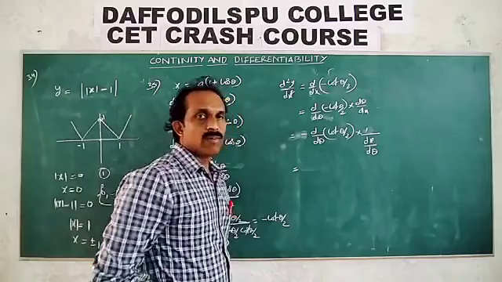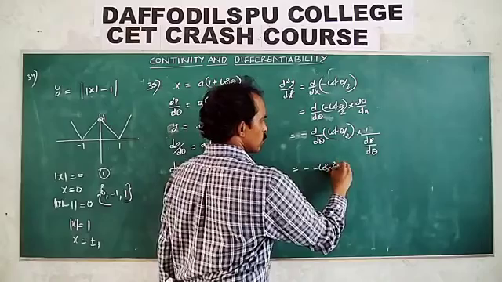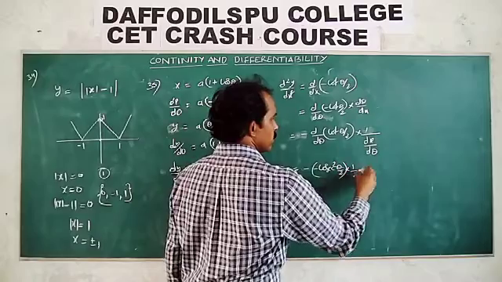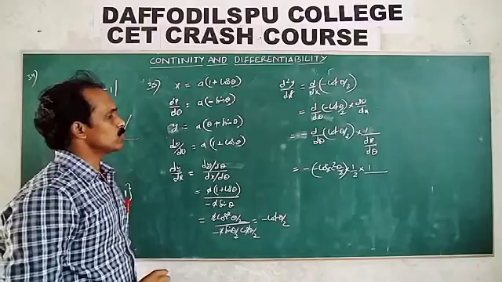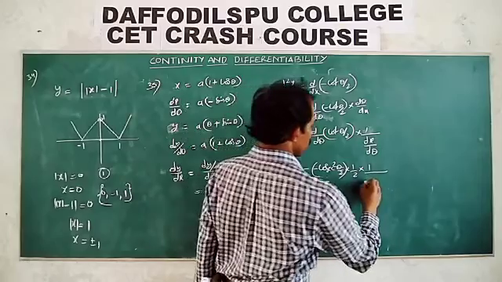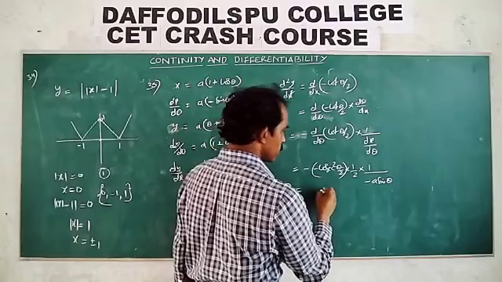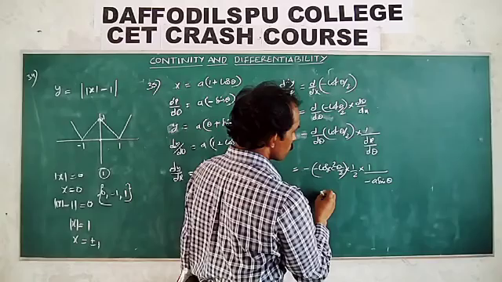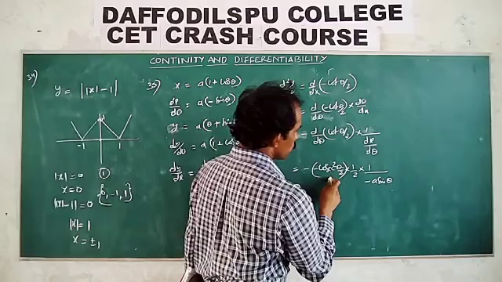The derivative of cot theta by 2 is minus cosecant square theta by 2 into 1 by 2, from differentiating theta by 2, into 1 by dx by d theta. Dx by d theta is equal to how much? Minus a sin theta. So minus and minus gives plus, cosecant square theta by 2.